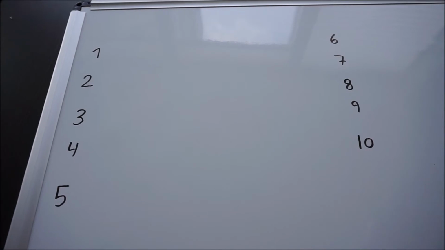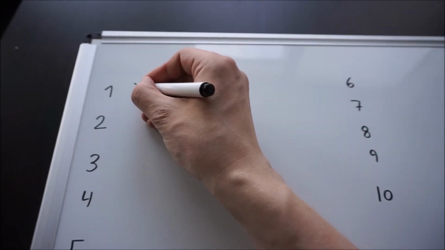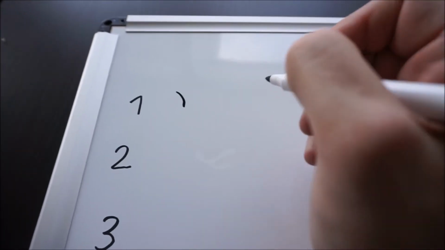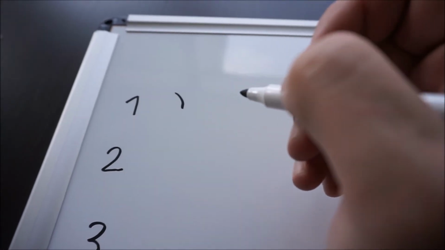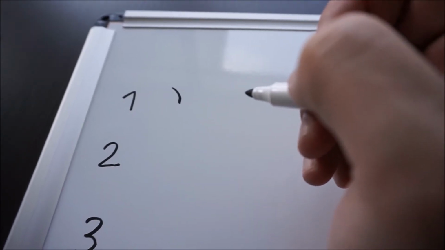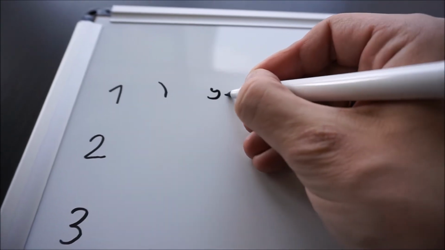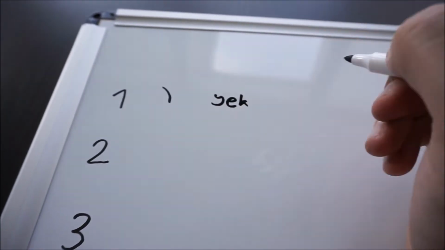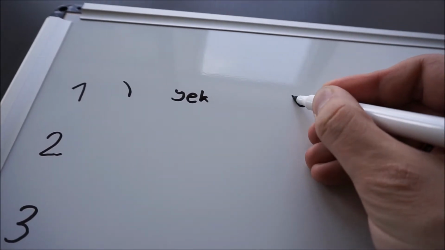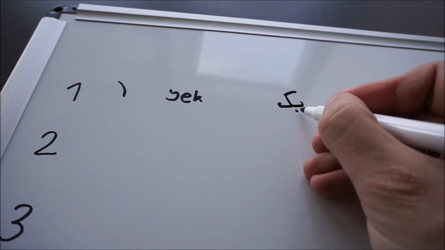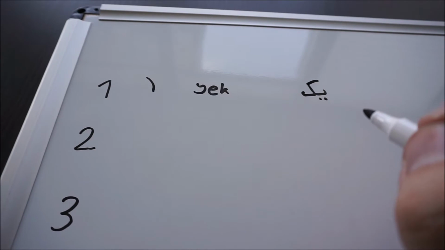So let's just get started with number 1. Number 1 basically has this symbol in Persian, and as you can see, it's basically a dented line, which looks kind of similar to how you would write a 1 in the Roman alphabet. And number 1 is called yek. Yek. And it is written like this in Persian. So that was number 1, yek.